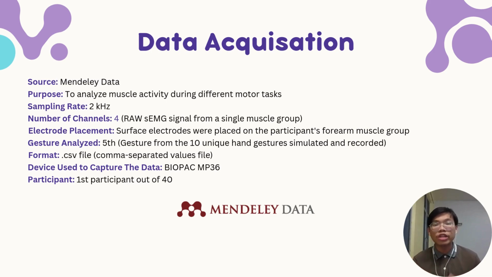The setup included 4 channels of raw surface EMG signals from the participants' forearm muscle groups. For this study, we focused on the fifth gesture out of the 10 unique hand gestures simulated and recorded. The data is stored in .csv format for easy processing and analysis in the future. Our electrodes were placed strategically on the forearm, which allows us to capture meaningful data relevant to the motor task we are studying. The dataset we are showcasing today represents the data from the first participant of the 40 participants in total.